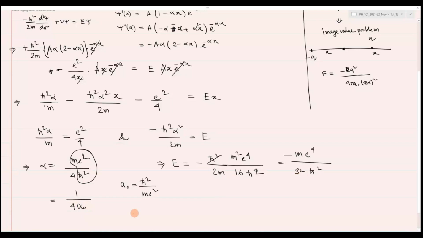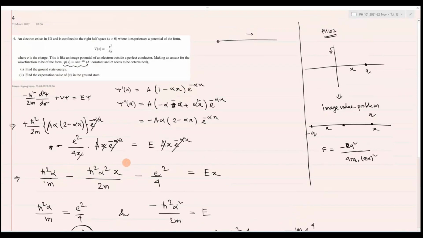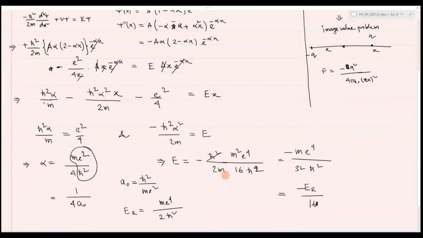Now, Rydberg energy is equal to m e to the power 4 by 2 h cross square. So this ground state energy you get to be equal to minus Rydberg energy by 16, so 16 times lower than the Rydberg energy. You were supposed to find the ground state energy, and we get that our ground state energy is actually 16 times lower than Rydberg energy.